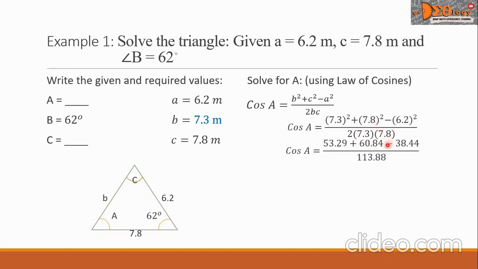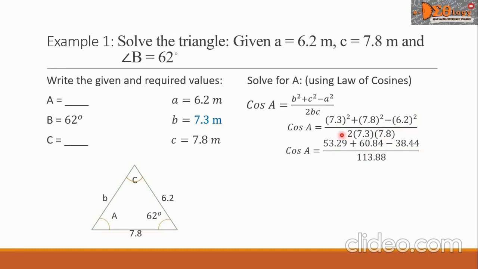Then simplifying further, 7.3 squared is 53.29 plus 7.8 squared is 60.84 minus 6.2 squared is 38.44.